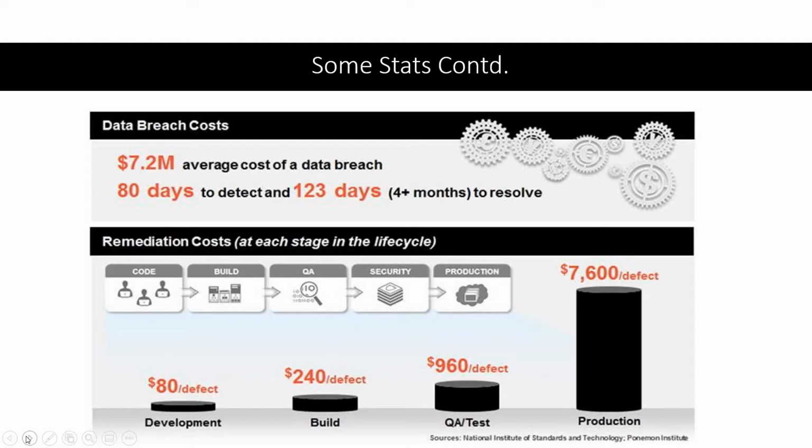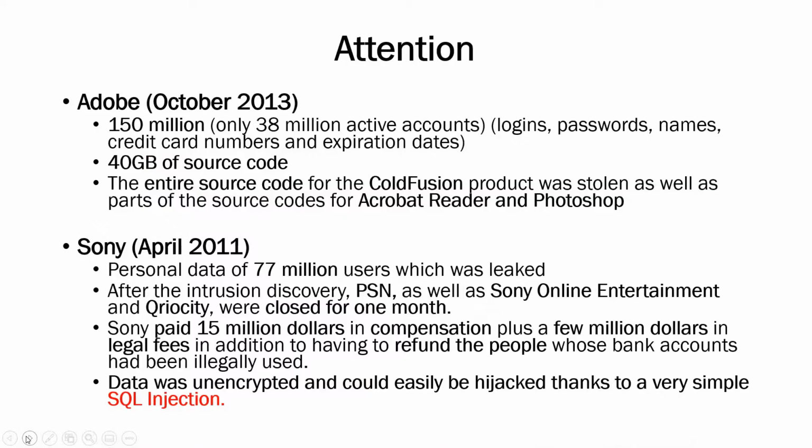When you move to the QA stage, it's almost $960 per defect. And when you move to the production, just look at it. It's enormous. $7,600 per defect. And that's something which has been published by the National Institute of Standards and Technology. It's not something you are watching from some hypothetical situation. It's the actual data which tells how much cost it means, how important it is to fix something at the development level rather than the production level.